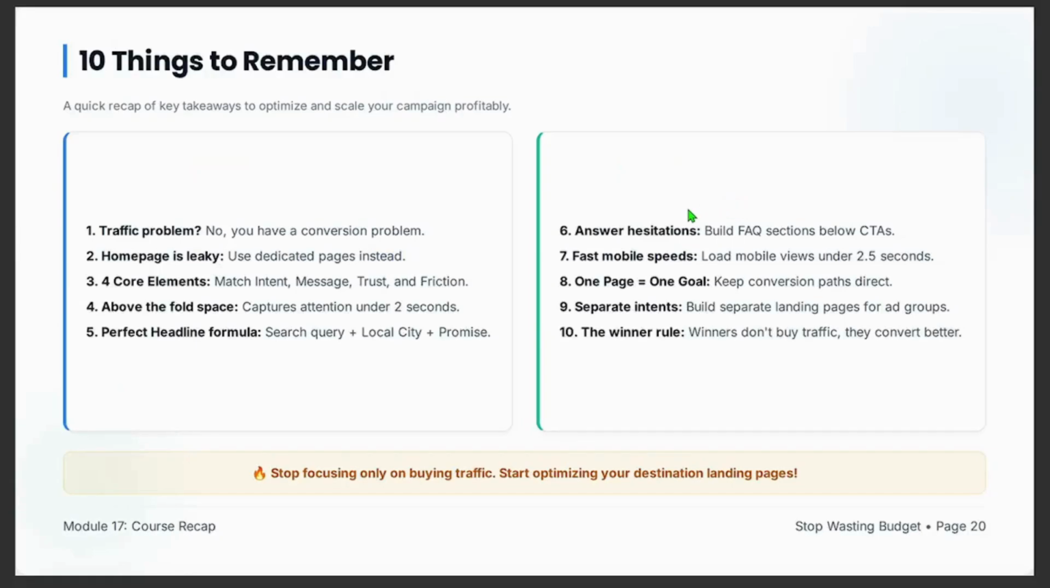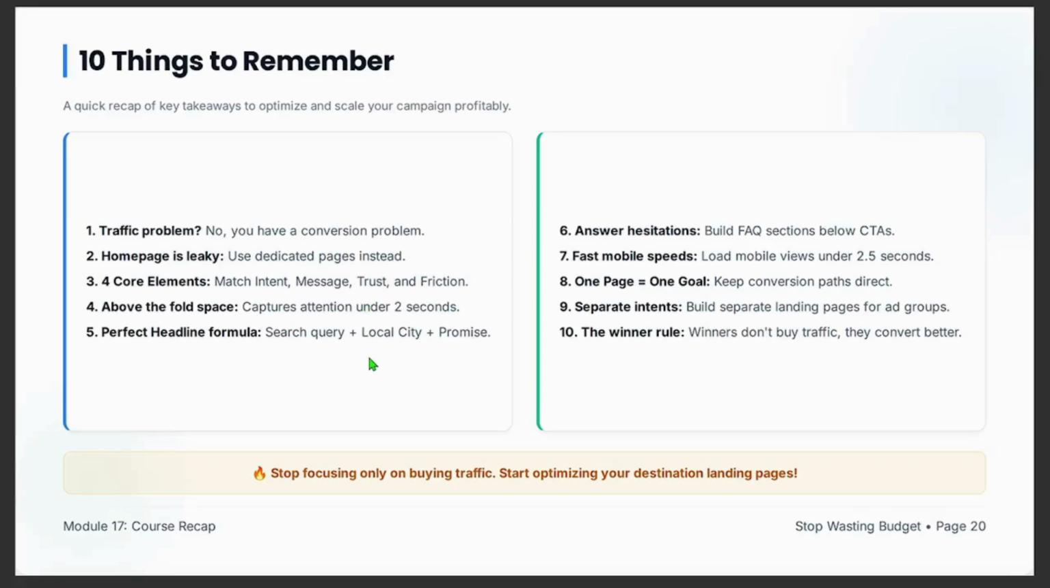And before I end, let me quickly recap 10 important things to remember. Traffic problem, no. Landing page problem, okay. A dedicated page is not your home page. Okay, and four elements: intent match, message match, trust building, friction removal, and above the fold decides stay or leave.